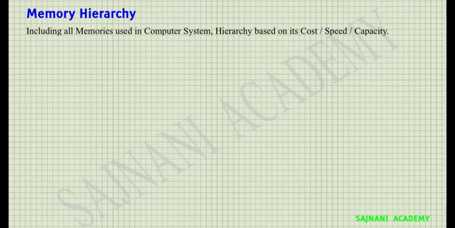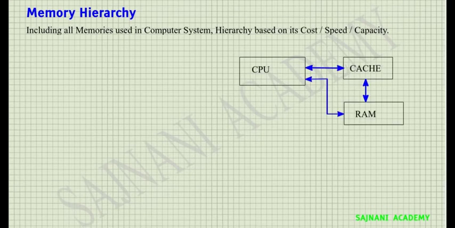For example, if we talk about the secondary memory, its cost is low, speed is low, but we can get it in high capacity. Similarly, if we talk about the primary memory, that is RAM, its cost is high, speed is high, but we cannot have much capacity. So depending upon these three factors, cost, speed and capacity, we have the memory hierarchy.